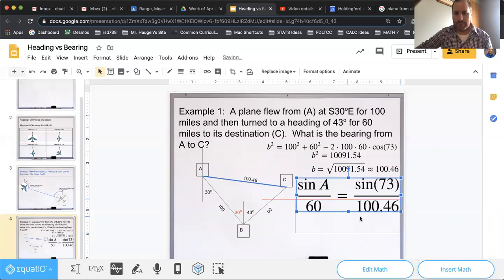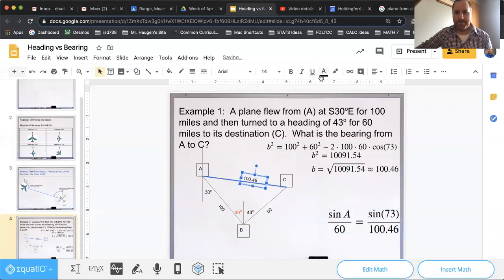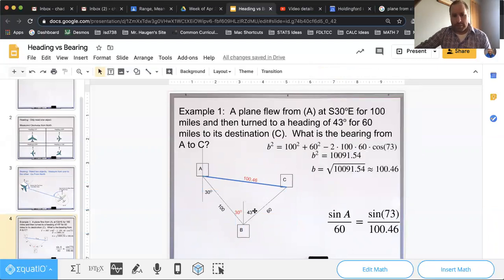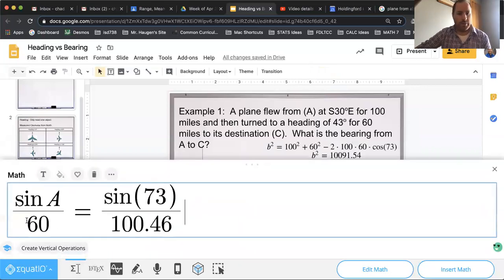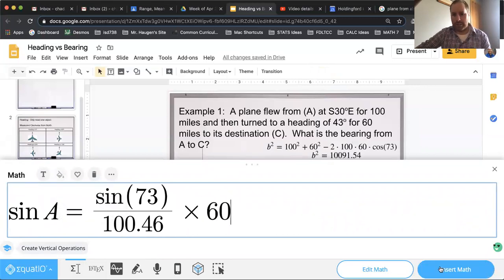I'm going to put this one a little bit lower, because now we're doing this after we figured this one out. So again, this is across from our 73-degree angle. A is across from 60, and then we just solve this. Cross multiply: 60 is on the denominator, so I would multiply it over here, okay?